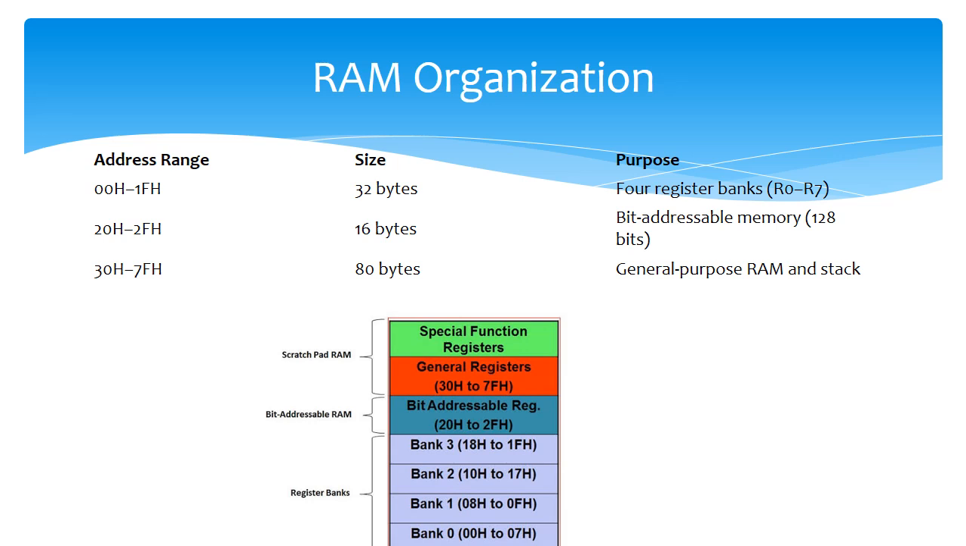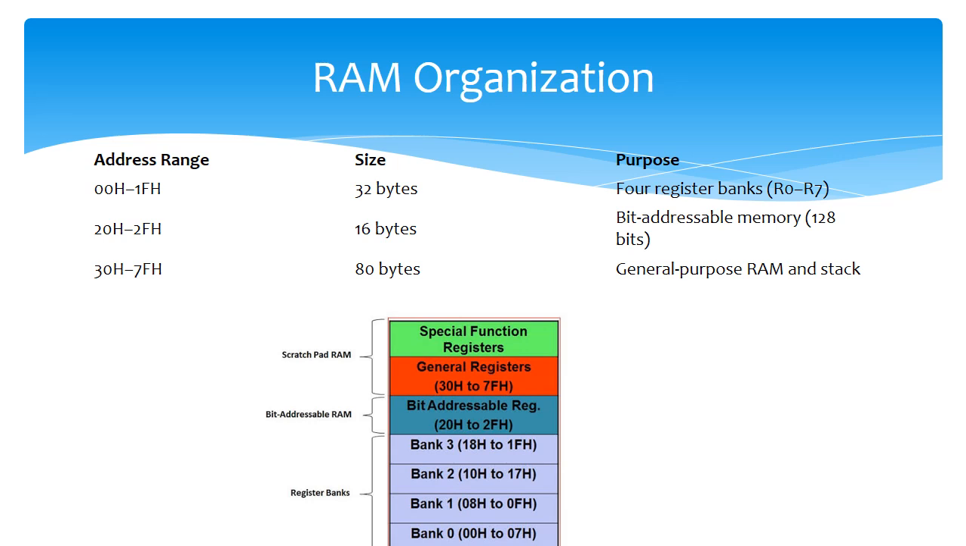And this is the RAM organization, the overall picture. You can see here the address range is 00 to 07 for bank 0, 08 to 0F for bank 1, 10 to 17 for bank 2, 18 to 1F for bank 3. In each bank you have 8 registers, which are named R0 to R7. Remember, you don't have any registers like R8, R9. It's not available. Each bank will have the same names, R0 to R7.